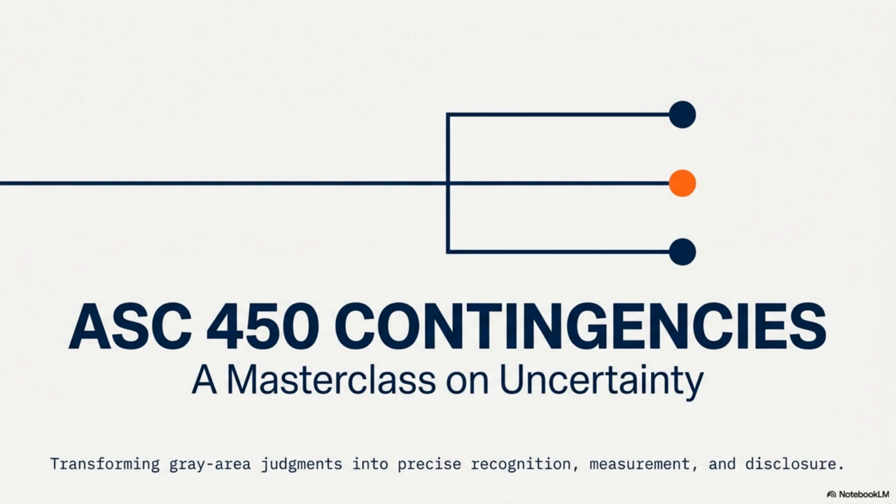Welcome to ASC 450 Contingencies, a masterclass on uncertainty. Every set of financial statements carries items that are not certain: lawsuits pending, warranties on products already sold, environmental obligations not yet fully quantified. The question ASC 450 answers is, when does that uncertainty show up on the balance sheet as a liability? When does it belong only in the footnotes? And when can it be set aside entirely? By the end of this session, you will be able to make that call with confidence for every contingency type you encounter in practice.